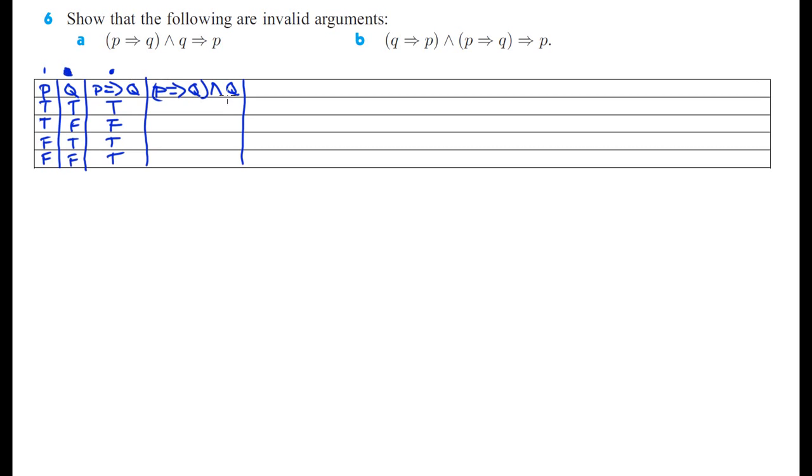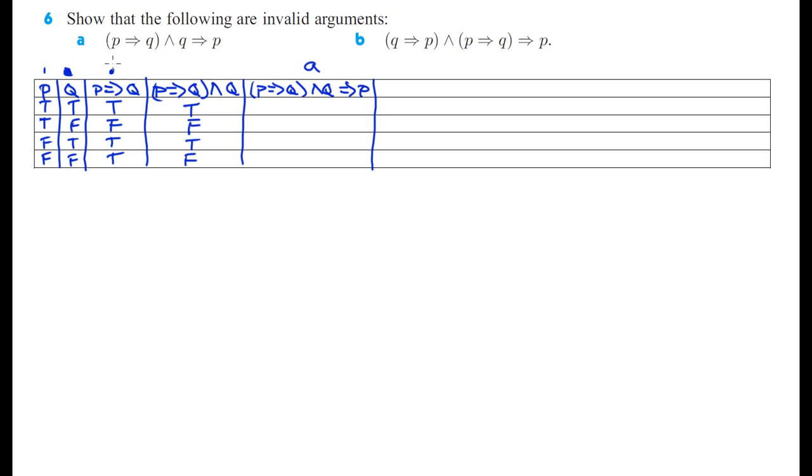These two things, since it's "and", have to both be true in order for it to be true. So we've got true, which is true. False is false. True is true. False, true is false. Okay, and now the last part is to see: does this whole thing, P implies Q and Q, imply P?